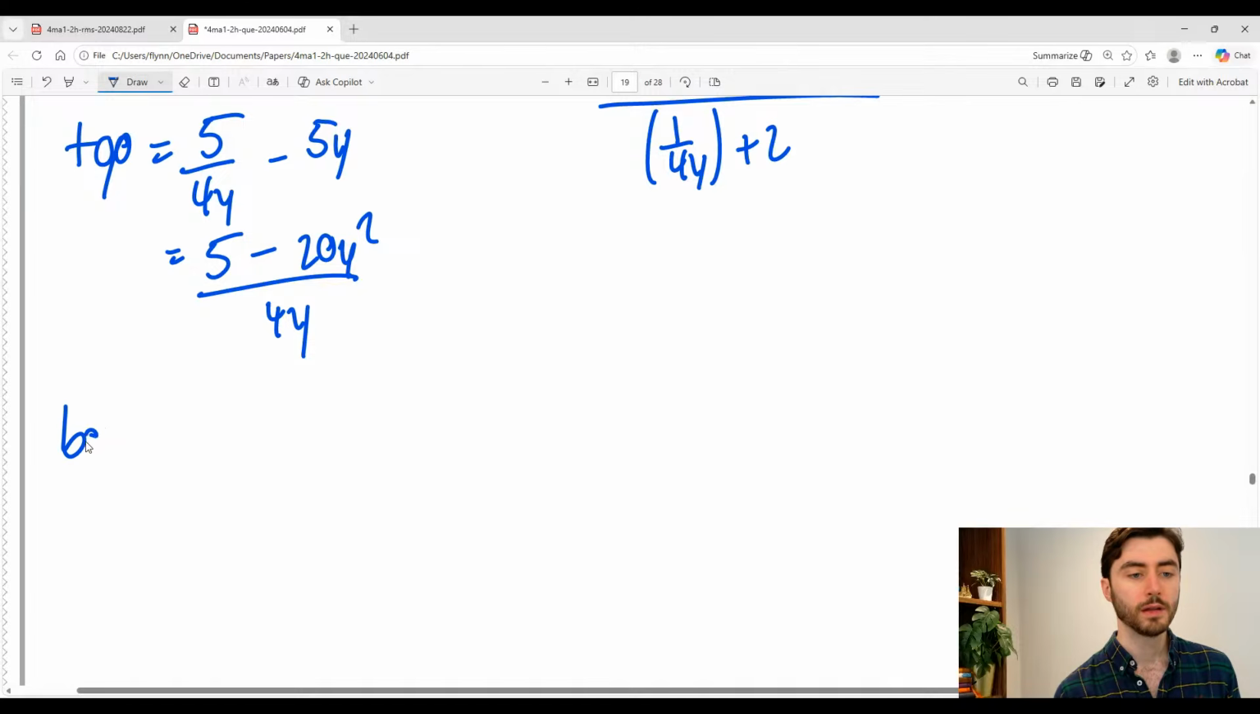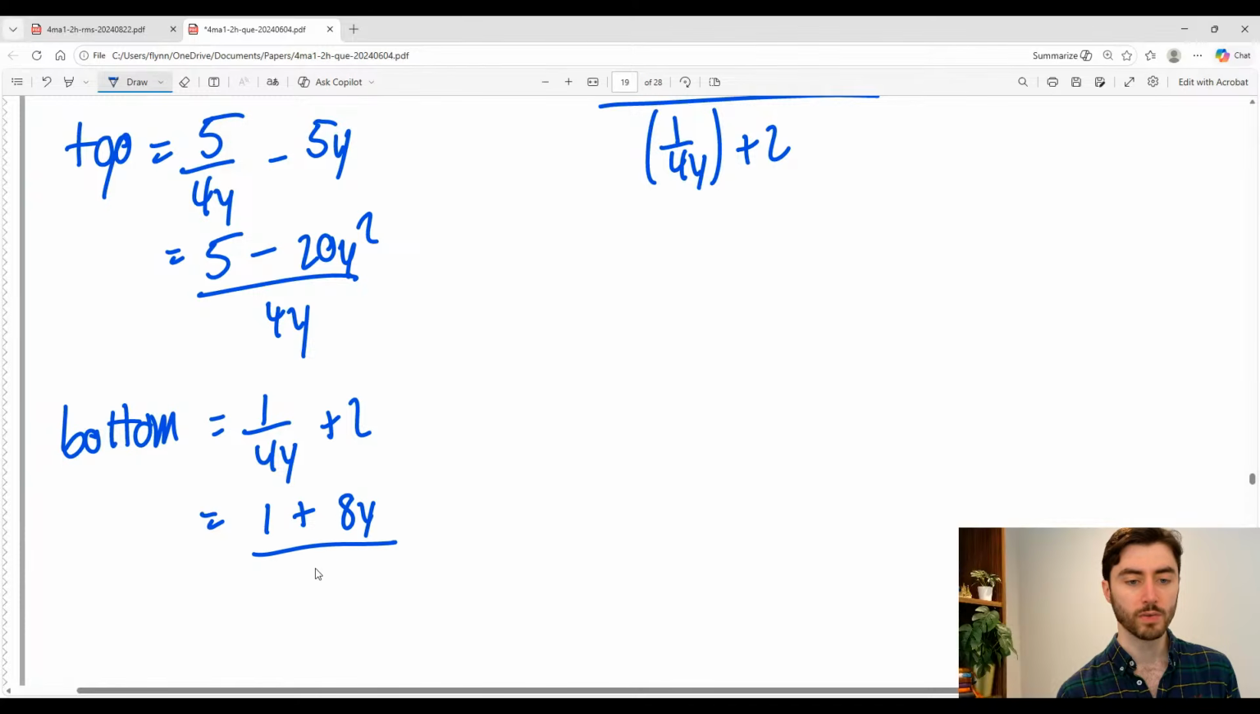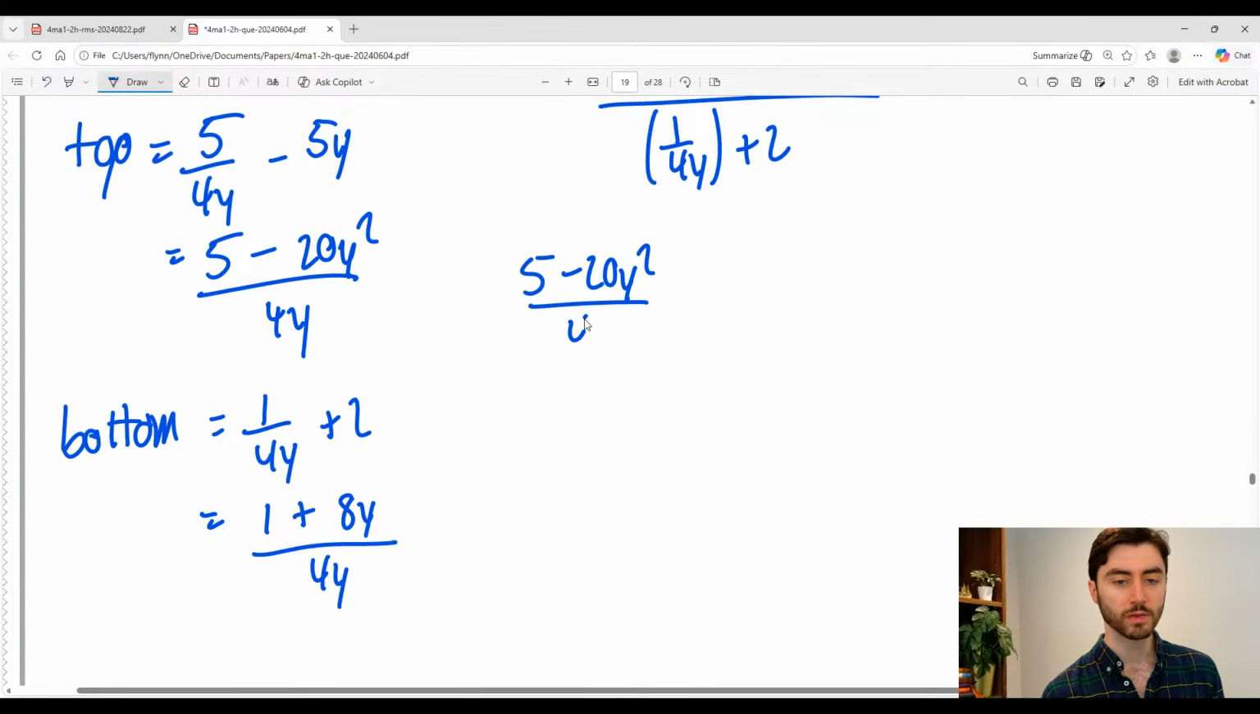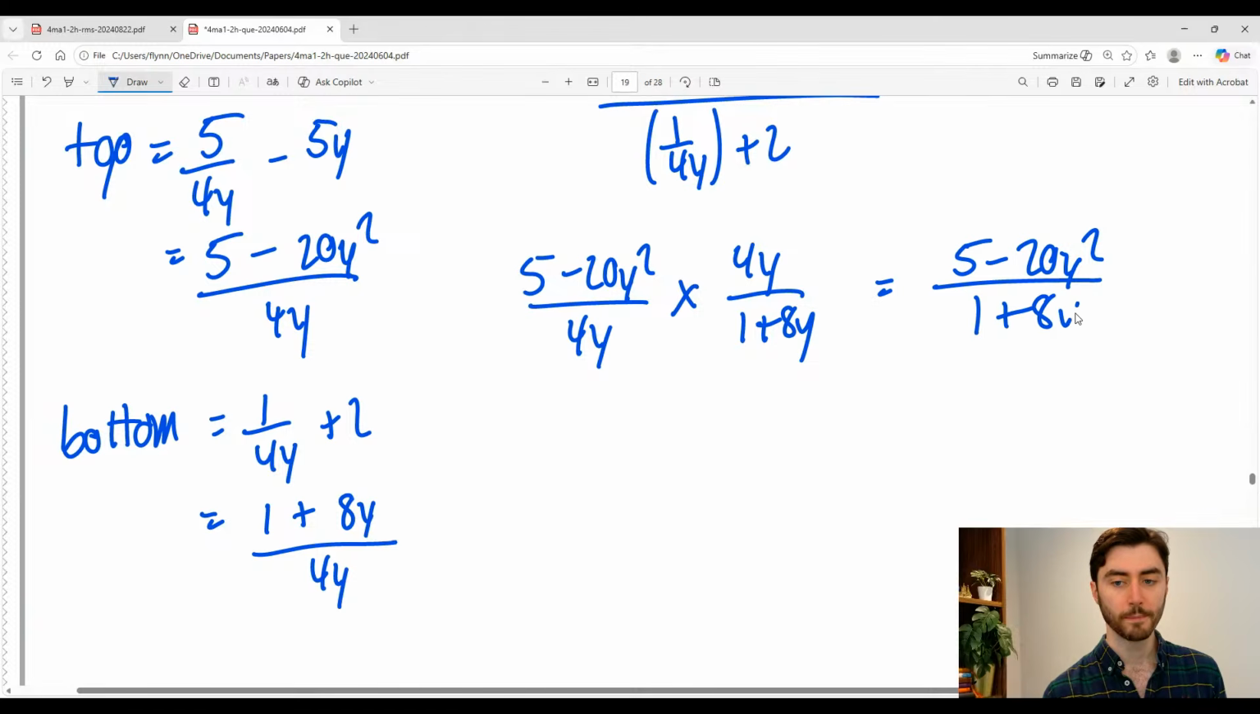And the bottom, I would call 1 over 4y plus 2. So that's 1 plus, and that's going to turn into 8y over 4y. And then to do top minus bottom, we use the keep, change, flip method. So 5 minus 20y squared all over 4y, that's the keep. Change it to a multiply. Flip that into 4y all over 1 plus 8y. And the 4y's cancel, and you just get 5 minus 20y squared all over 1 plus 8y.